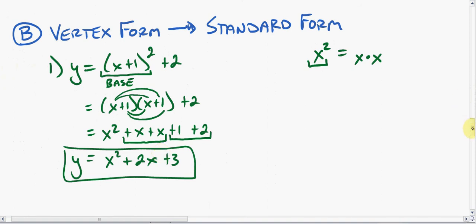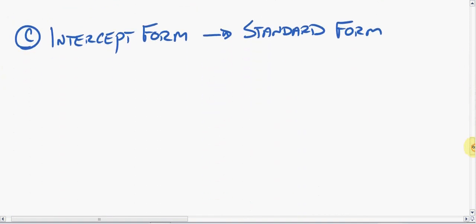We're going to do the same thing with intercept form. We're going to go from intercept form to standard form. So the problem which we're going to look at is y equals 3 times the quantity x minus 1 times the quantity x plus 2.